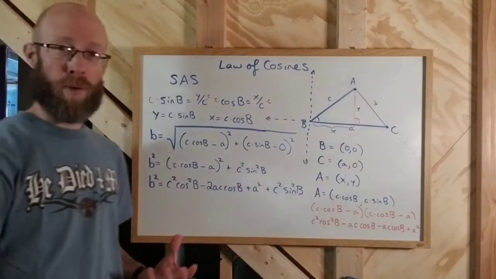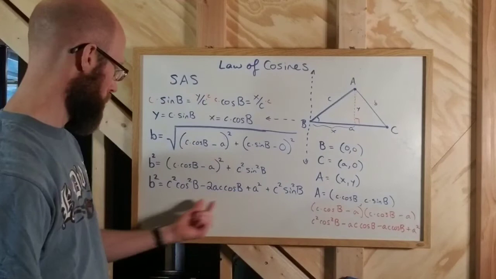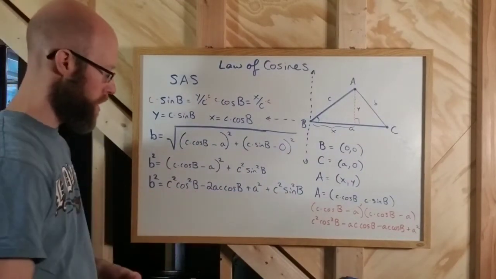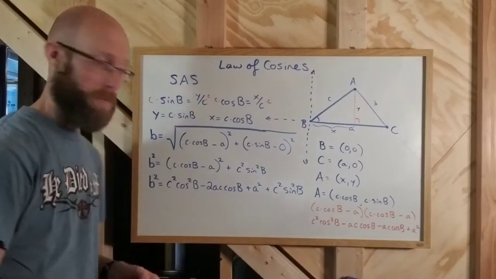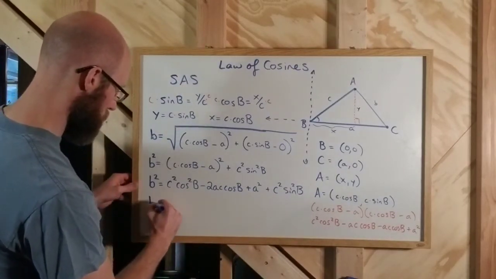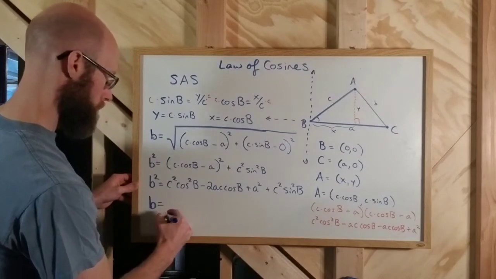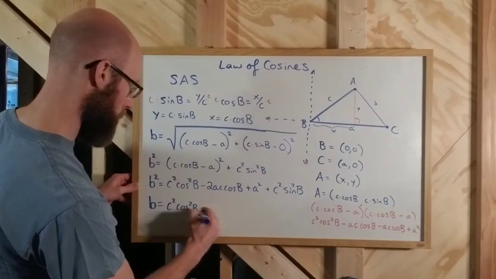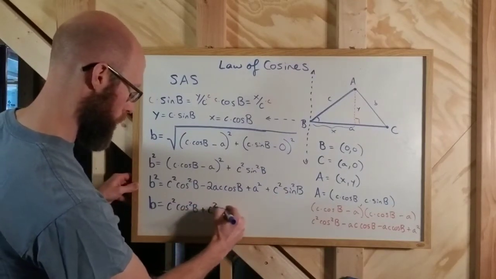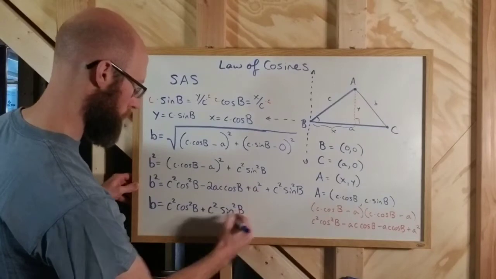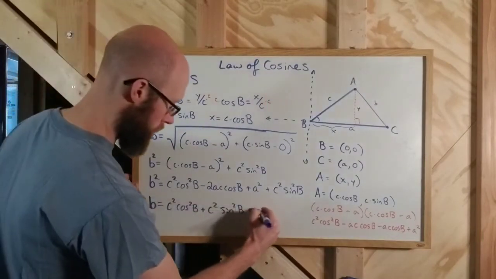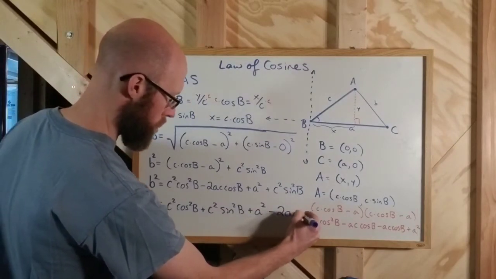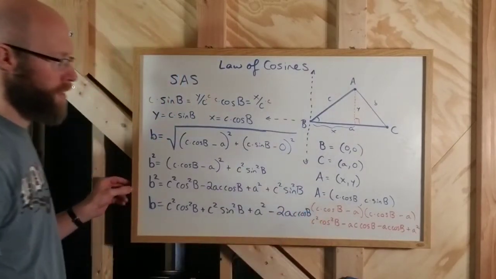Now I could do some grouping. The c squared cos squared b and the c squared sine squared b: if you notice, they both have a c squared. So what I'm going to do is get those two terms together. I'm going to call it c squared cos squared b plus c squared sine squared b. I have this plus a squared and a minus 2ac cosine b. Right?